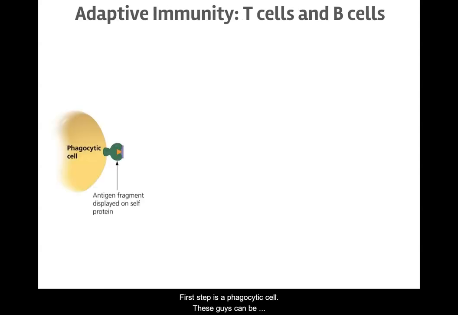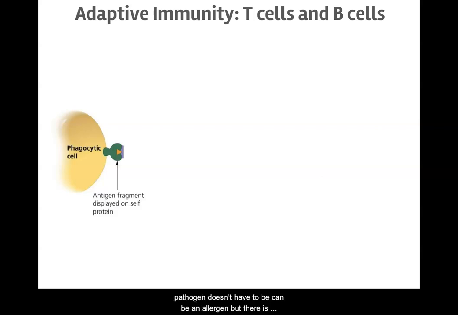First step is a phagocytic cell. These can be macrophages or dendritic cells, and they belong to the innate immune system, so these are non-specific defenses. They're responsible for initiating the adaptive immune response before those very efficient T cells and B cells can begin to recognize specific antigens to attack. They must first be presented the antigen. The non-specific immune system comes first. Prior to the adaptive immune system, they've already recognized that the body has a foreign substance.